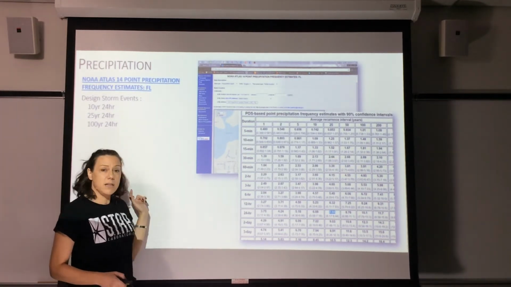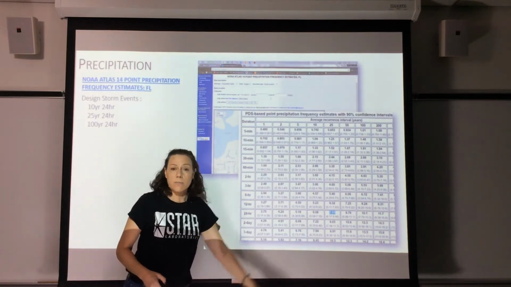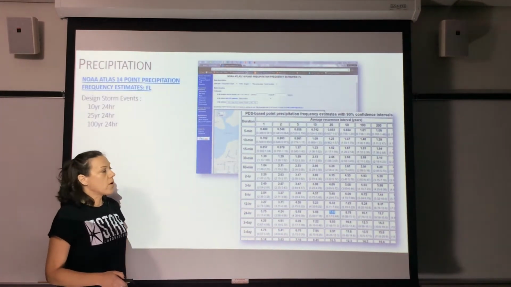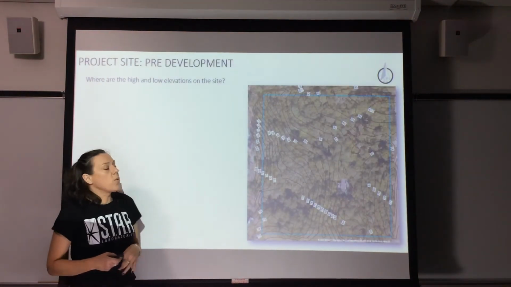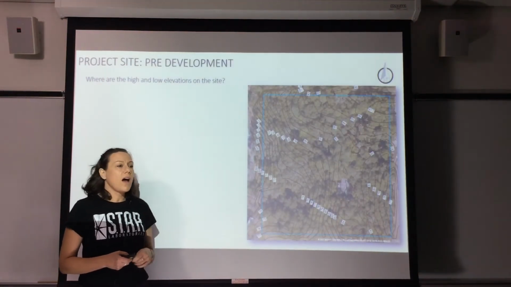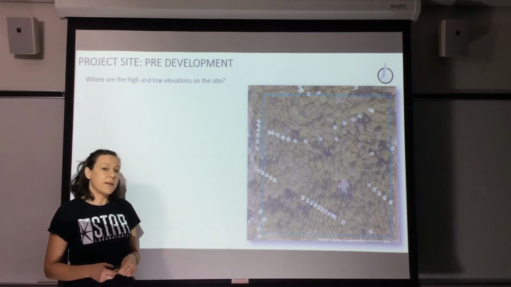However, they don't stipulate the 100-year or the 10-year, so we'll use those for our designing of our roads, those two design methods. Okay, so when we're looking at this, we say, what are the high elevations and low elevations on the site? Because we have to figure out where our drainage basin goes.